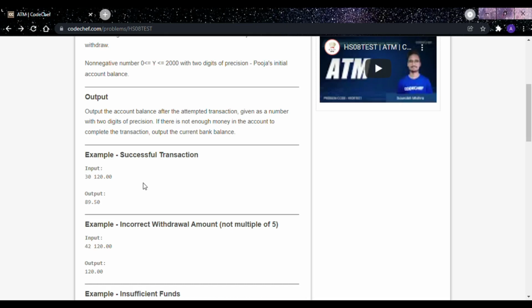Then we have in the question that the bank charges 0.5 US dollars for every successful transaction, which implies 0.5 US dollars will get subtracted from 90 US dollars, which gives us 89.5 US dollars.